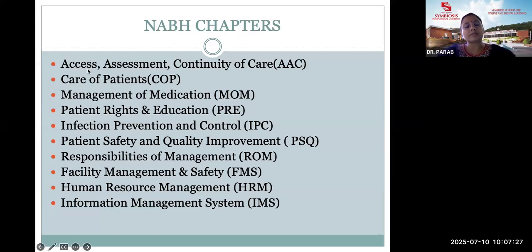The first one being access, assessment, and continuity of care. The second is care of patients. Third is management of medication, MOM. Patient rights and education, that's PRE. Infection prevention and control, that's IPC. Patient safety and quality improvement, that's PSQ. Responsibilities of management, that's ROM. Facility management and safety, that's FMS. Human resource management, that's HRM. And information management system, that is IMS.